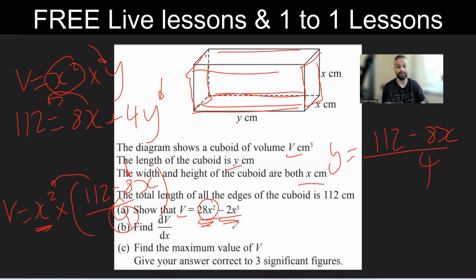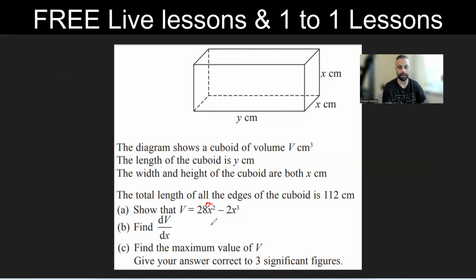And that is V. Now what they want me to do is to differentiate it. So 2 times that gives me 56, minus 1 from the power, so it's x to the power 1. 3 times that is minus 6x, minus 1 from the power, squared. Find out the maximum value of V.